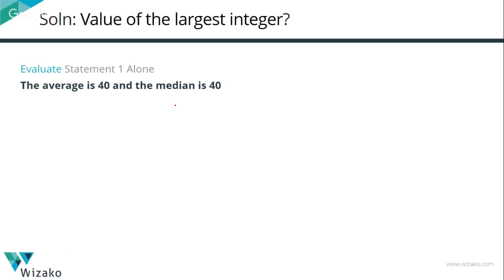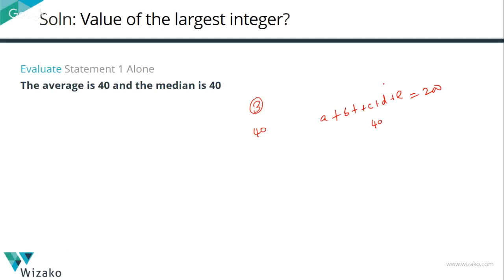Average is 40 and median is 40. 5 numbers. The median is 40 means we are talking about the third number carrying a value of 40. Average is 40. Let's say these numbers are A, B, C, D, E. A plus B plus C plus D plus E is equal to 200. And let's say these are in ascending order. C is equal to 40 is what I have. What I need to find out is what is the largest number.